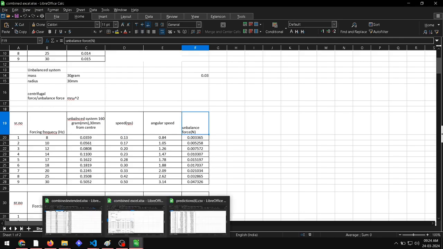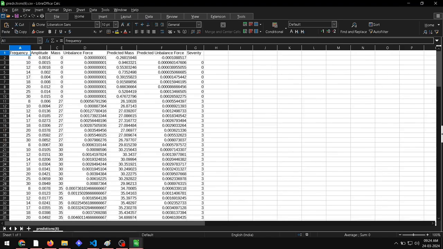So in our data set we now have frequency, amplitude, the calculated unbalanced force, and the mass which we have added. Through this we prepared our data set and trained using it. After training, we provide the frequency and the amplitude as input, and we predict the output: the probable mass which was added or subtracted from that machine, through which those vibrations are produced.